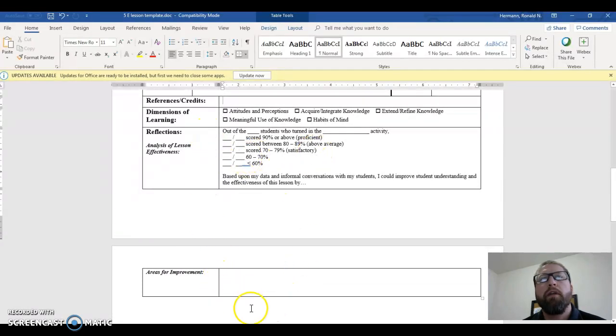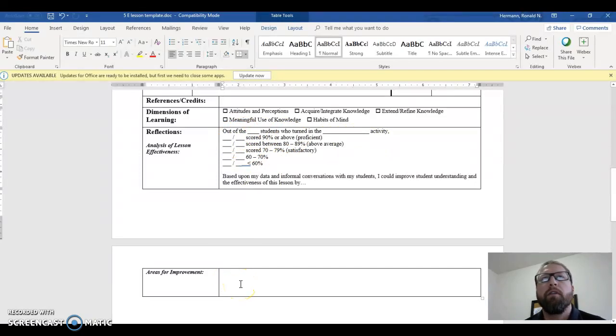You will not be completing these sections, but why I like this lesson plan template is if you were going to go and interview with someone, this would be something that they would want to see, that you have thought about how the students did on the assignment in terms of their scores, and then you've given additional thought to what you might improve or change the next time you did the lesson.